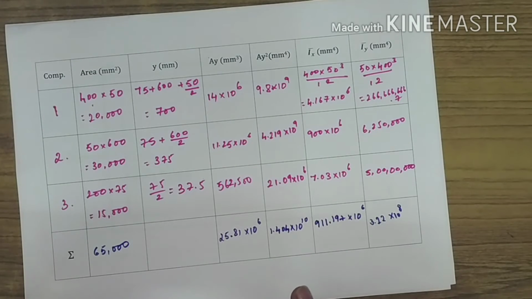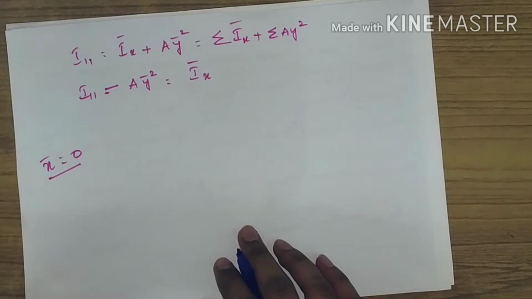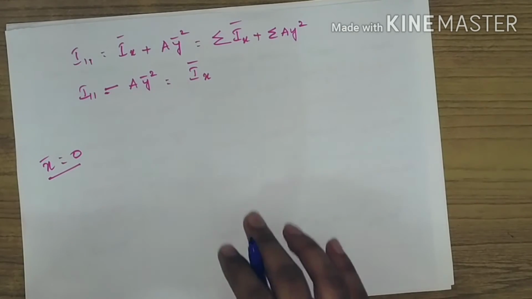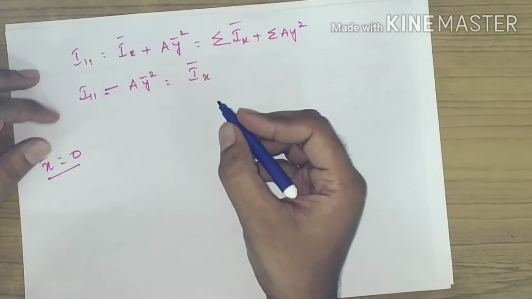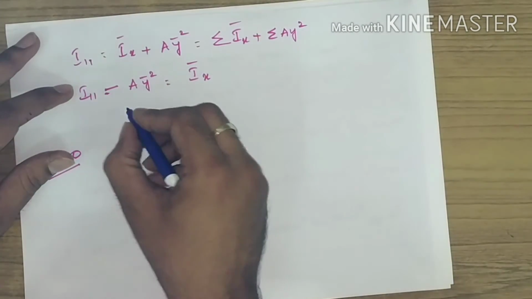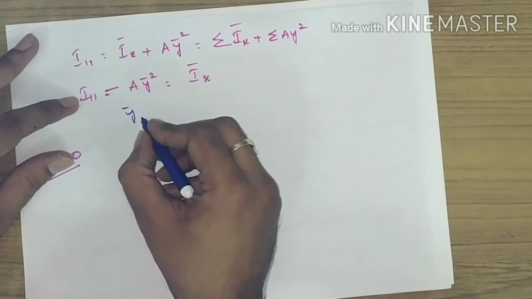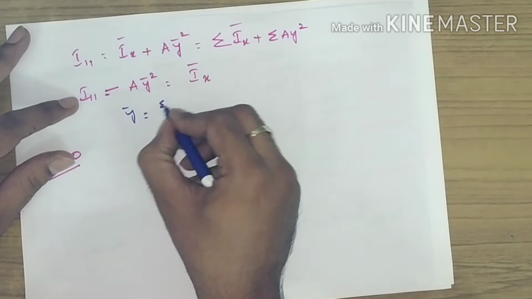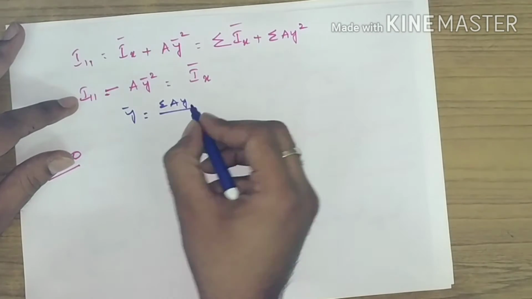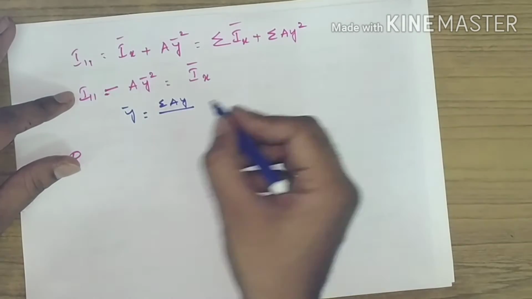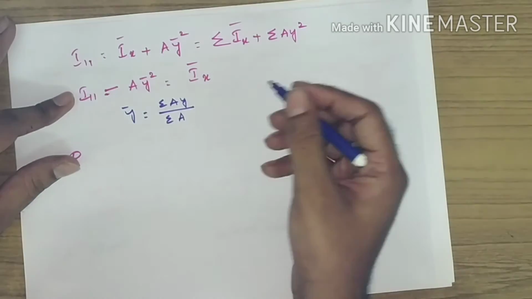Now let's go back to our formulas which we have written to determine the moment of inertia. If you see here, we have calculated all these values. Now we'll have to simply simplify. The next step is we have to calculate Y bar, right? Because we have this Y bar square here. So Y bar is simply equal to summation of area into the centroids of each component divided by summation of area. This we know from the concept of centroid.